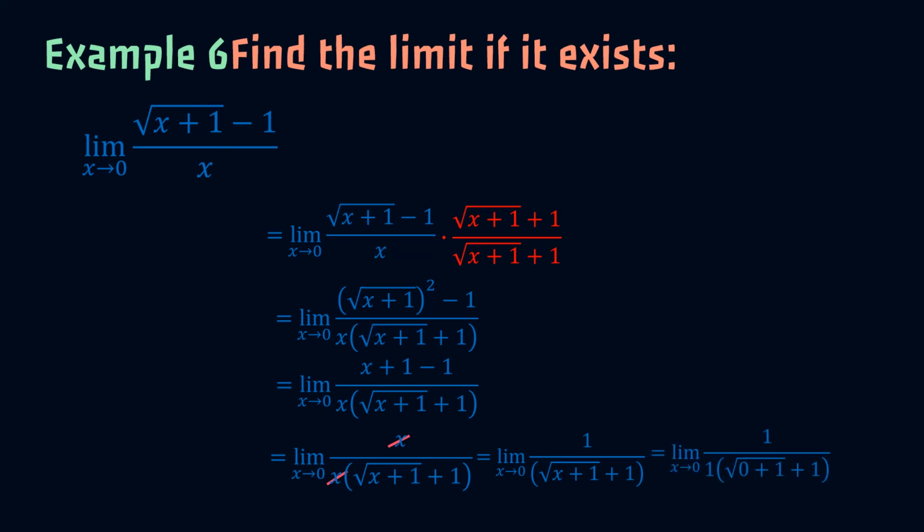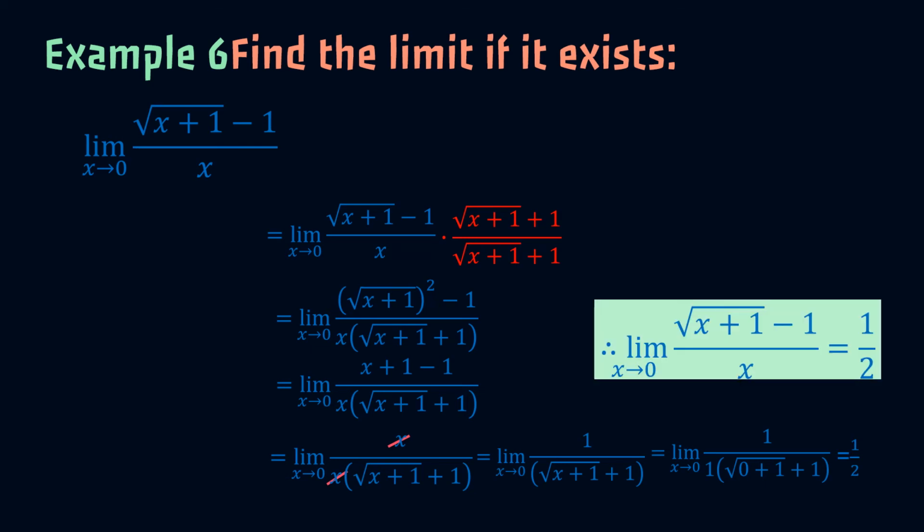We replace the x by 0, and the expression becomes the limit when the x gets close to 0 of 1 over the square root of 0 plus 1 plus 1. 0 plus 1 is 1, square root of 1 is 1, and 1 plus 1 is 2 at the bottom, so the limit equals 1/2. Therefore, the limit when the x gets close to 0 of the expression square root of x plus 1 minus 1 over x equals 1/2.